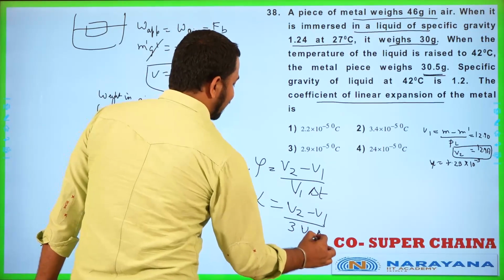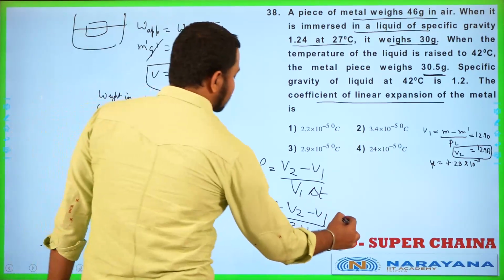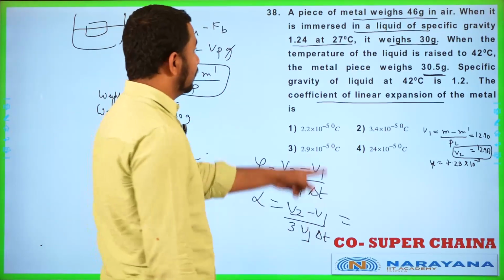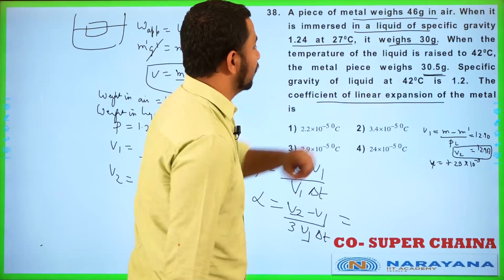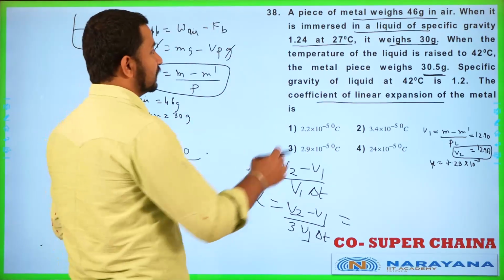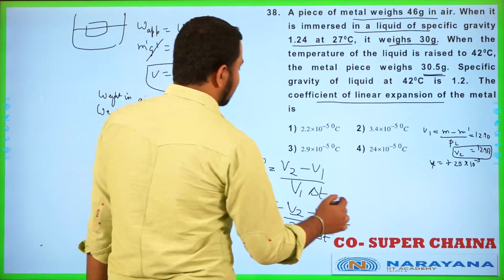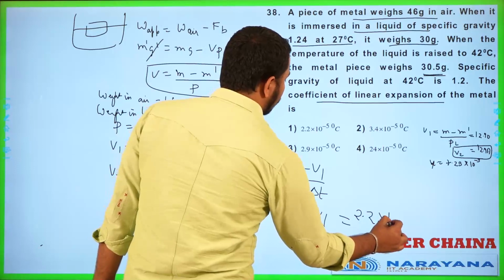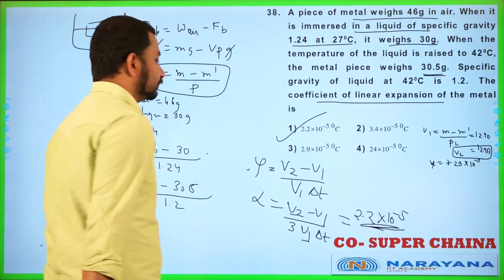So alpha will be V2 minus V1 by 3 V1 delta T. V1 already we have, student, V2 already we have. Just substitute here V1, V2 value and delta T. We can just find out what is the temperature difference, 27 to 42 degree. Okay, so this is the temperature difference. Delta T we can substitute from there. So if you simplify this, this will be coming around 2.2 into 10 to the power minus 5, and that will be the answer of this question.